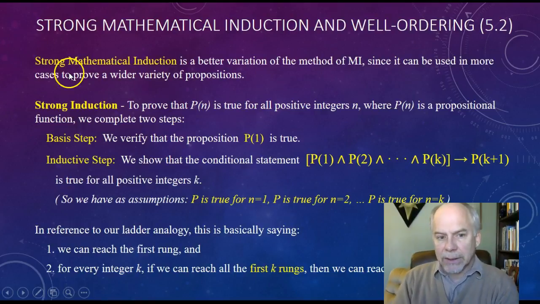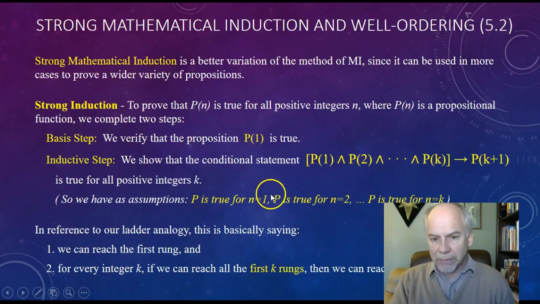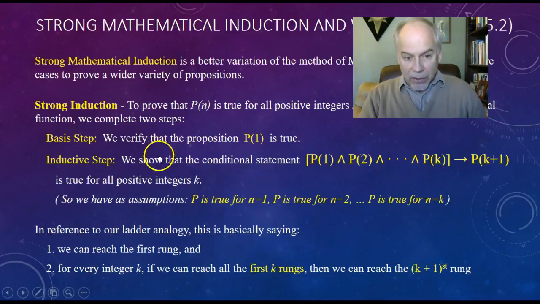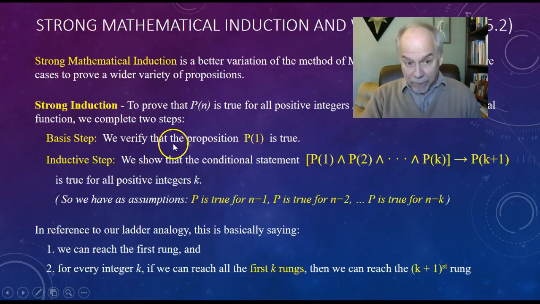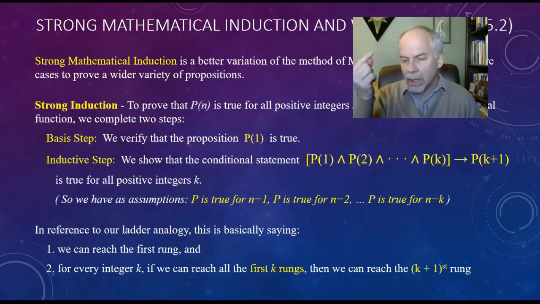Now, strong induction says to prove that P of n is true for all positive integers n, where P of n is a propositional function, we complete 2 steps. So it's still the same thing, you have 2 steps. We verify that the proposition P of 1 is true. So that's the same. You start off and show your basis step that it works for the first term.